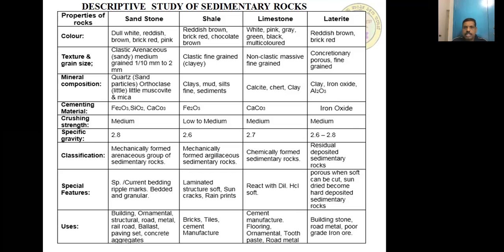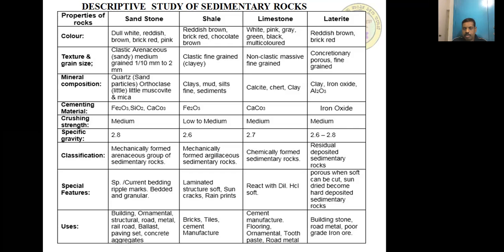So next one is shale. Shale is normally reddish brown in color, brick red, and also chocolate brown in color. Depending upon the cementing material or mineral composition, the color varies. Coming to texture, it is a plastic, fine grained texture. Mineral composition is normally clay minerals, mud, silt, fine sediments, etc. Normally it is made up of clay minerals.